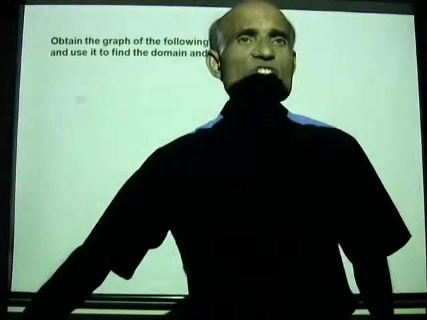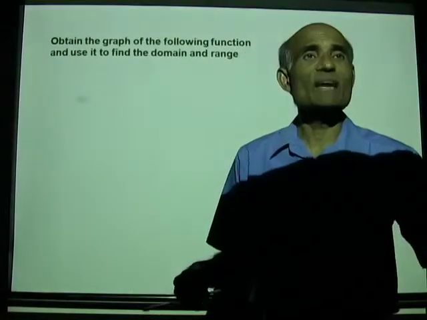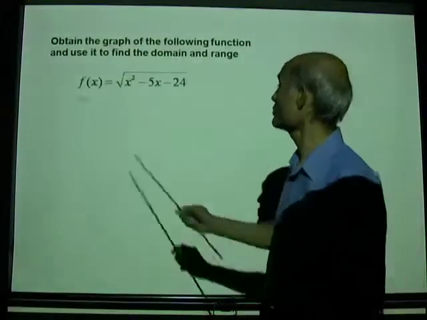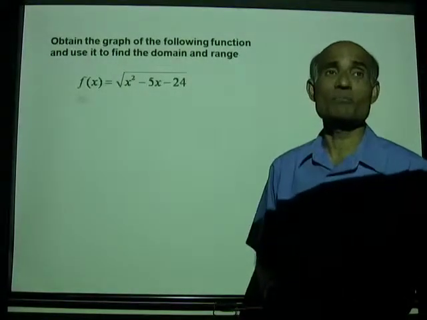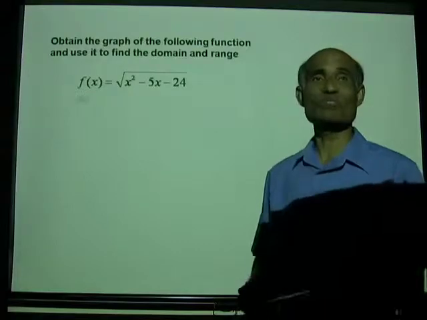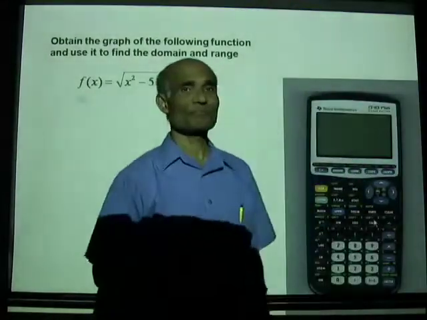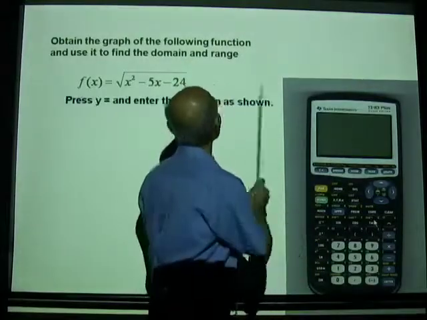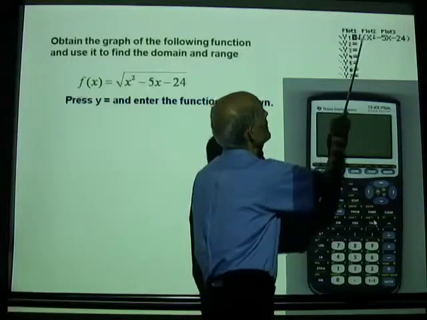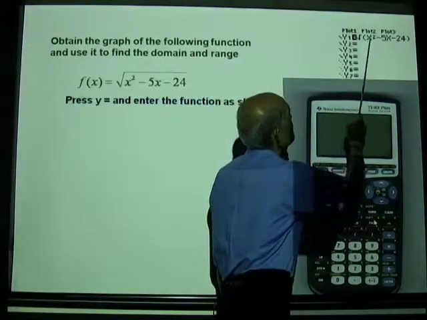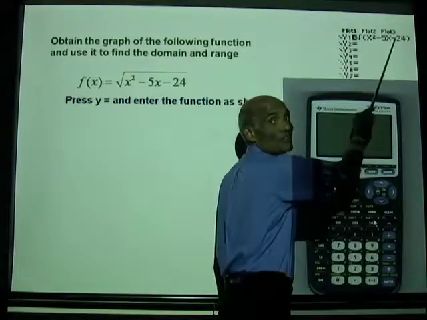Alright, let's now practice looking at the graphs of some functions to determine the domain and range of such functions. F of x equal to square root of x squared minus 5x minus 24. Can you draw the graph of this on your own? Enter your function, press y equal to, and put y1 equal to square root of, parenthesis, x squared minus 5x minus 24.